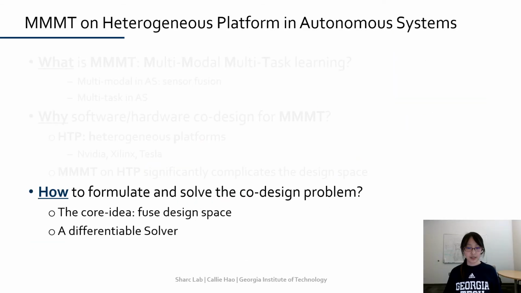So based on the previous motivating example, we have seen that MMT models are really promising but complicated, and combining with their mapping on the heterogeneous platform, this is actually a typical software-hardware co-design problem. That is, how we can both design the MMT model and determine their mapping on the hardware at the same time. So next, we are going to talk about how to formulate and solve this co-design problem.